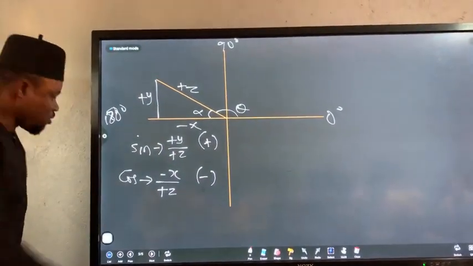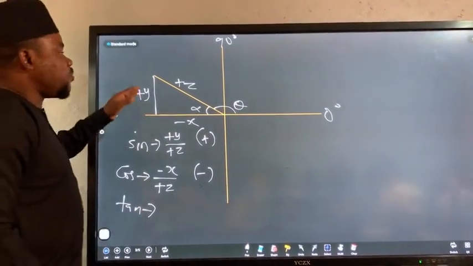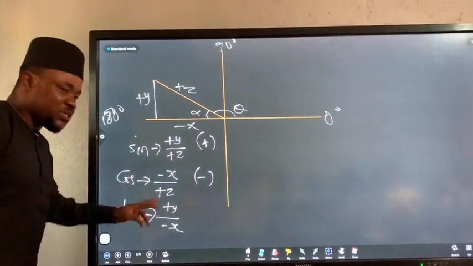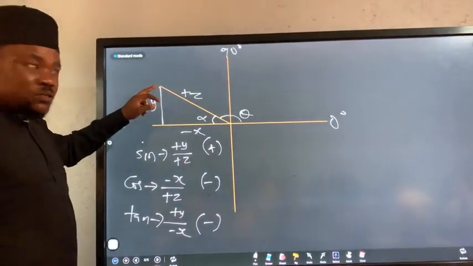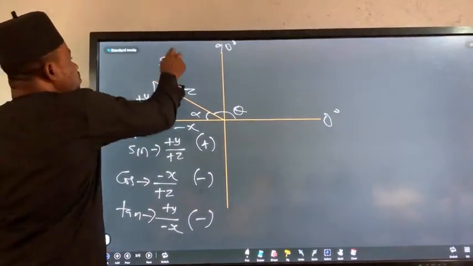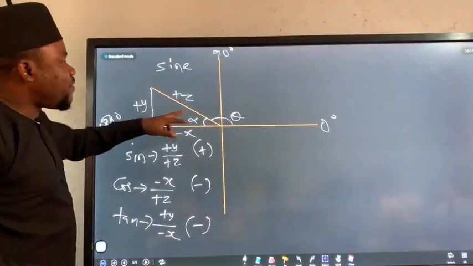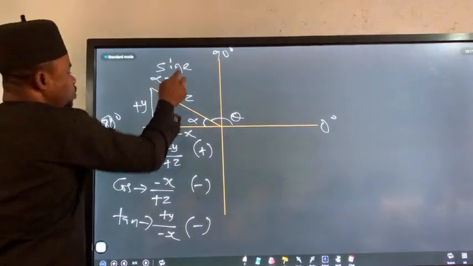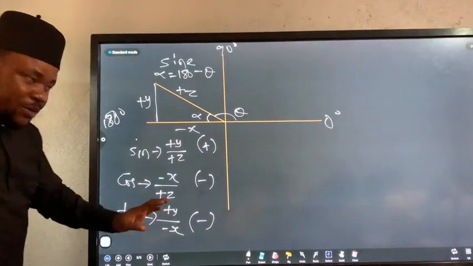Then what about the last one? I have opposite over adjacent. Opposite is positive y over negative x. Positive over negative gives me negative. So in the second quadrant, the only one that is positive is sine. Only sine is positive in the second quadrant. Are you with me? And that one is the value of the acute angle. Acute angle is equal to 180 minus theta. Are you with me?